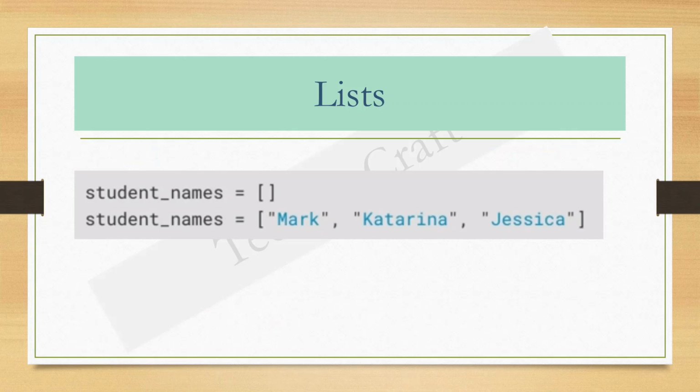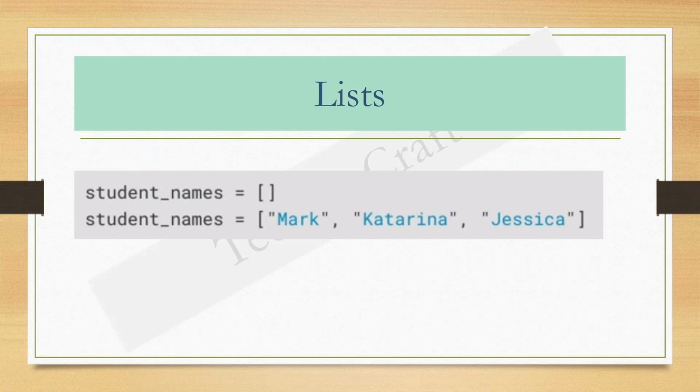Let's start to define a list in Python. What you do is write a variable name. So let's take our student_names example and assign it an empty square bracket. There you have just created an empty Python list.